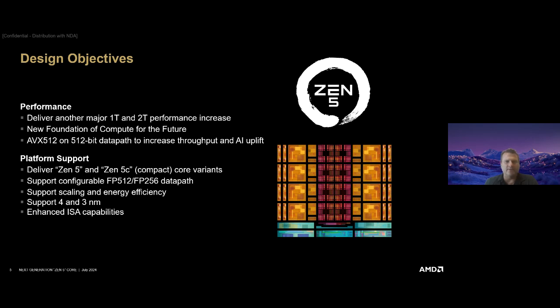On platform support, we wanted to deliver both our traditional Zen 5 and compact cores. Because of the different markets we go into, even though not all markets need that wide vector support, we want the ability to cut down the floating point to 256 very easily, while still maintaining good bandwidth in the machine and good energy efficiency. We support 2 technologies, 4 and 3 nanometer, and some enhanced ISA capabilities.